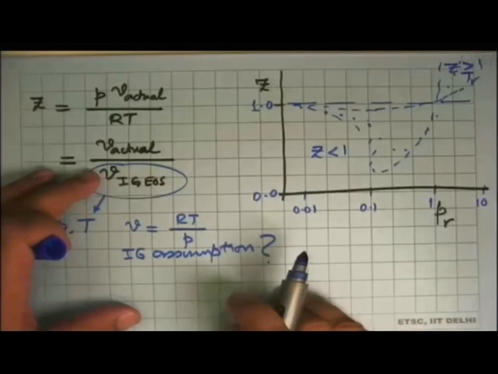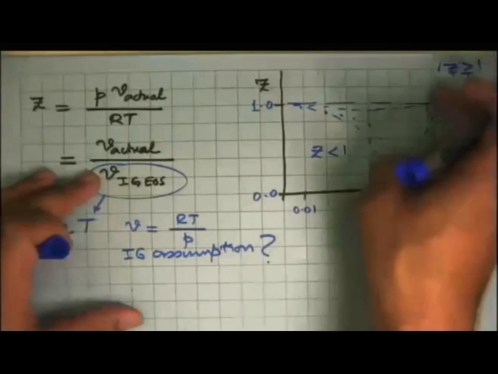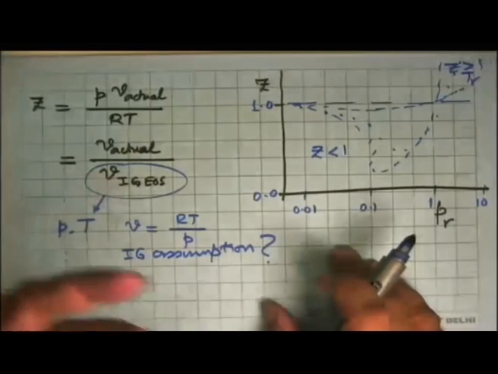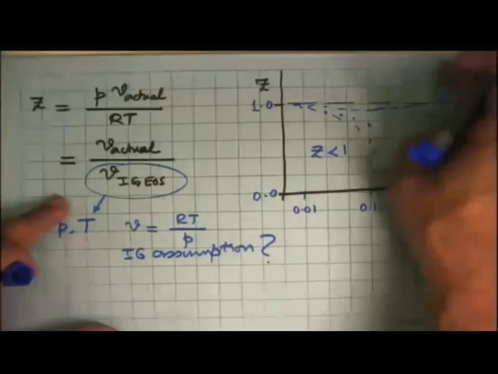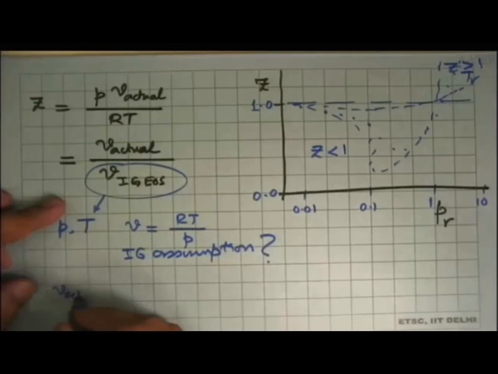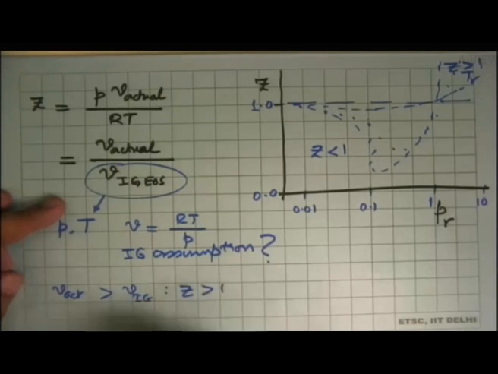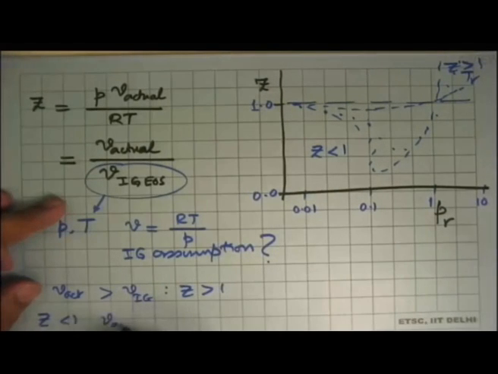That means as pressures remain low and temperatures keep increasing, the strength of Z, which is divergence from ideal gas behavior, increases. Z more than 1 means that V actual is greater than V ideal gas. This is when Z is greater than 1. If Z is less than 1, it means that this is less than this. So V actual is less than V ideal gas.